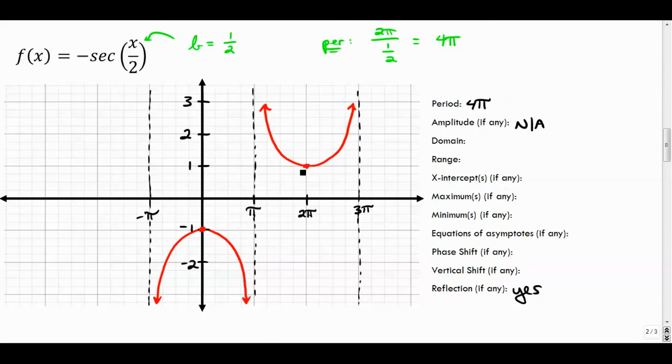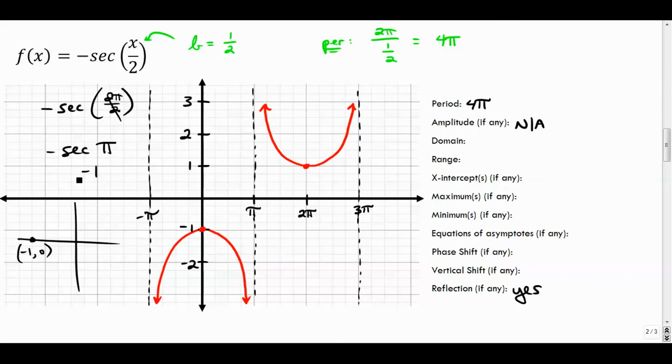Now really quickly, there's some of these key points, right? If I plug in 2 pi here, negative secant of 2 pi over 2, well the 2's cancel, so it's really just asking what's a negative secant of pi. Well, to think about secant of pi, I maybe want to think about cosine of pi. The cosine is the x value, pi is over here. The x value is -1. So the secant value is -1 as well. 1 over -1. Negative -1 is +1. That's where I'm getting that y value right there from.